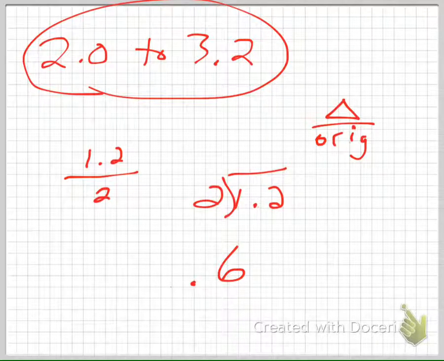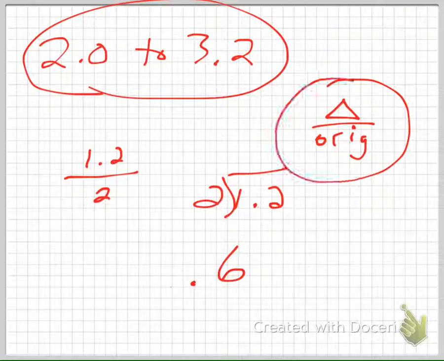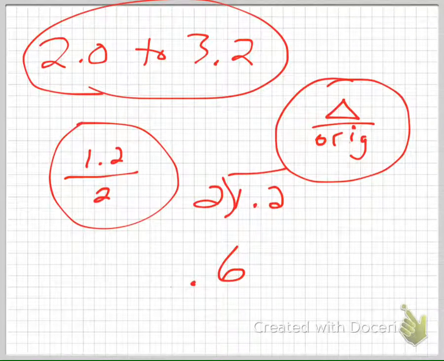Yes? Wait, so you divided 2 and 1.2? Listen, here's the formula. Agreed? That's the formula. The change over the original. Did I put the change over the original here? Yes. So then how do you type that into a calculator? 1.2 divided by 2. Okay.